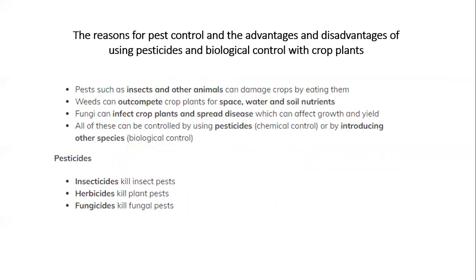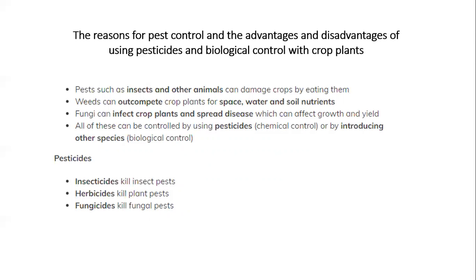Pest control, and the advantages and disadvantages of using pesticides and biological control methods. So who are these pests? Pests can be insects and other animals that can damage crops by eating them. And even weeds can outcompete crop plants for space, water, and soil nutrients. Fungi can infect crop plants and spread diseases.